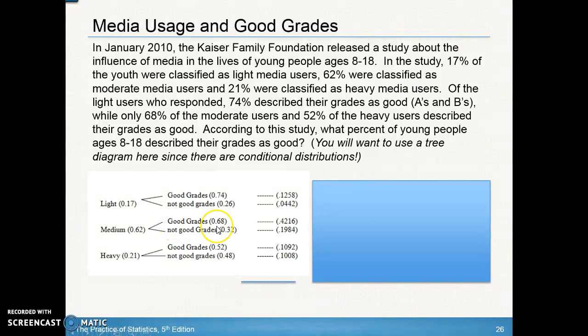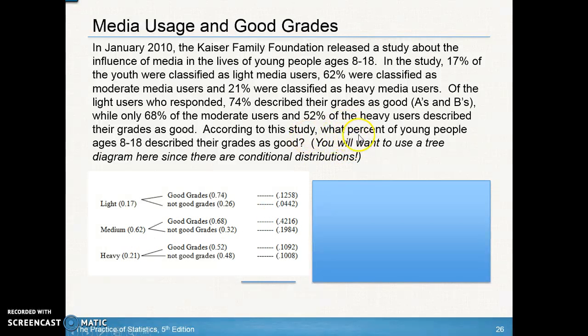Medium users, they said 68% were good grades. So not good grades would be 100 minus that, or 32%. Heavy internet users said 52% had good grades. Subtract that from 100, so 48% had not good grades. All right, now what are these little things at the end here? These are all of your and probabilities. So this is light internet and good grades. Light internet and not good grades. Medium and good grades. Medium and not good grades.